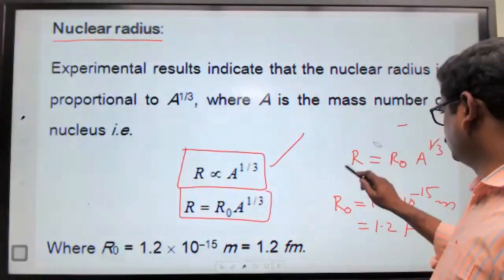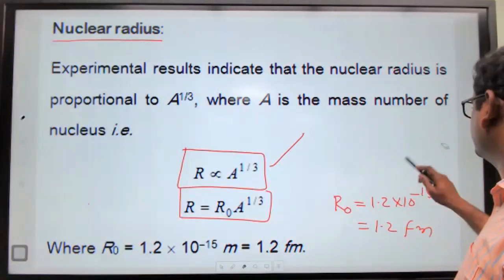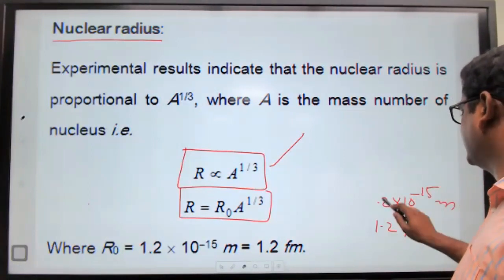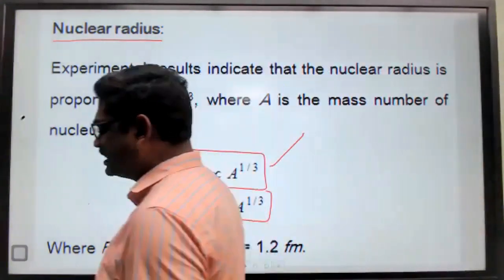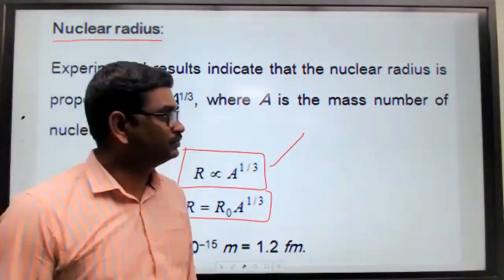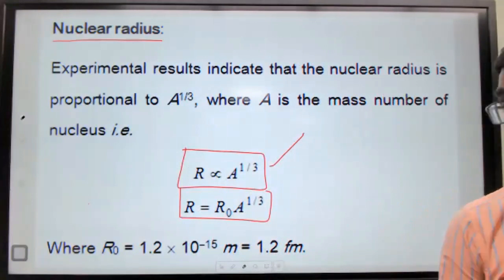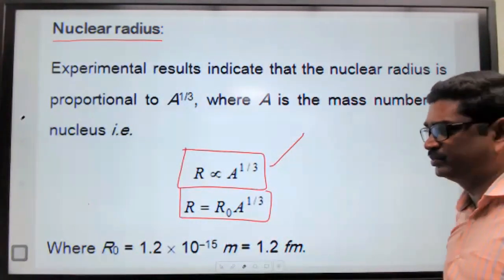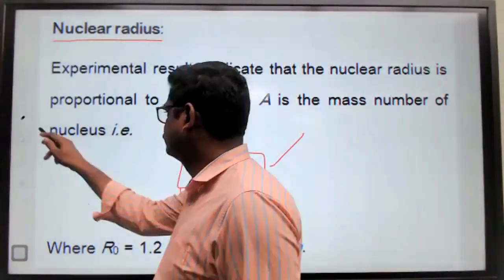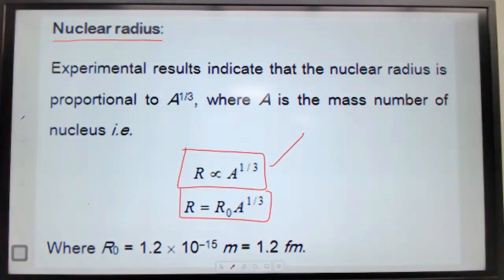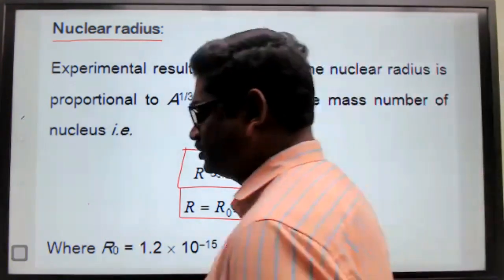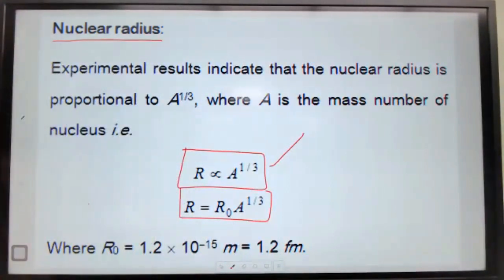Write down: radius of a nuclei is directly proportional to A power 1/3. R is directly proportional to A power 1/3. R equal to R naught into A power 1/3, where R naught equal to 1.2 into 10 power minus 15 meter or 1.2 Fermi. Write down this one also.